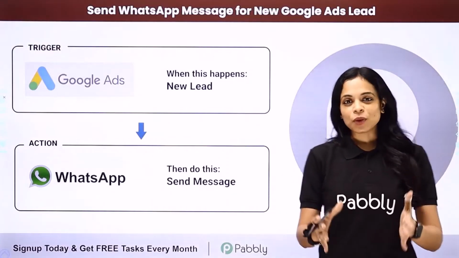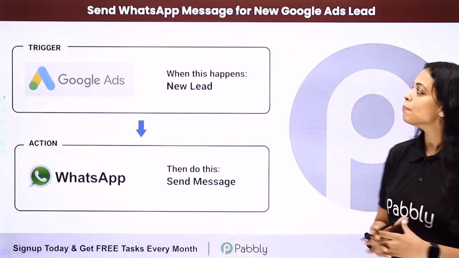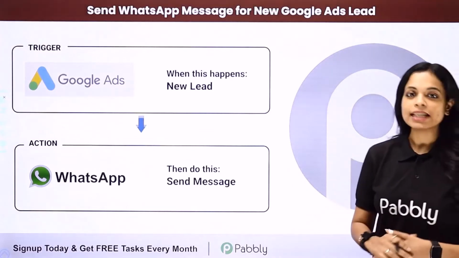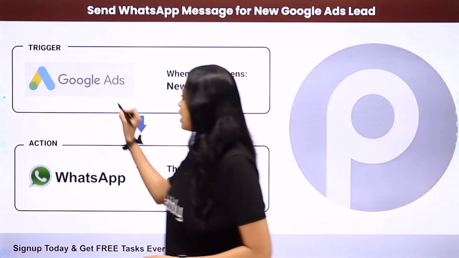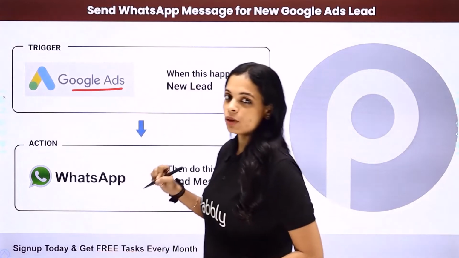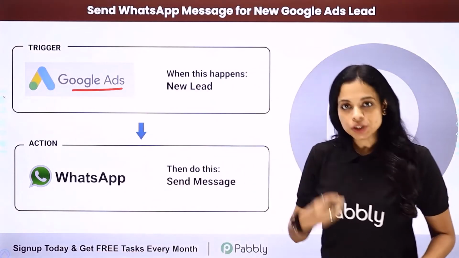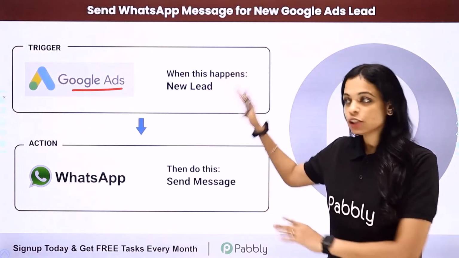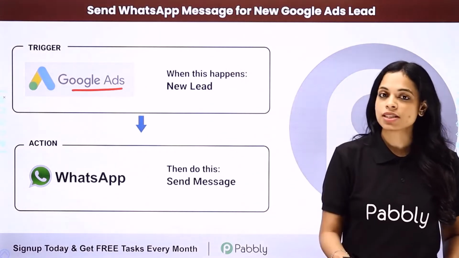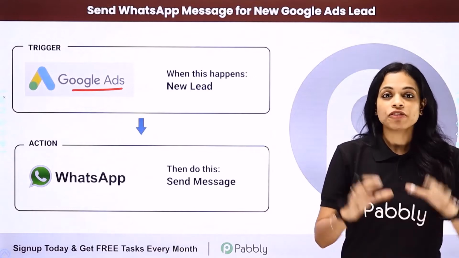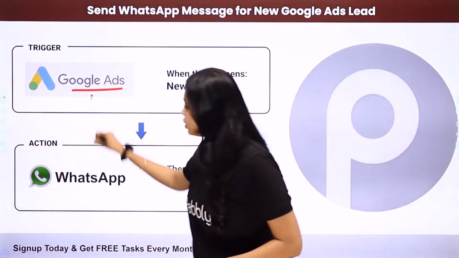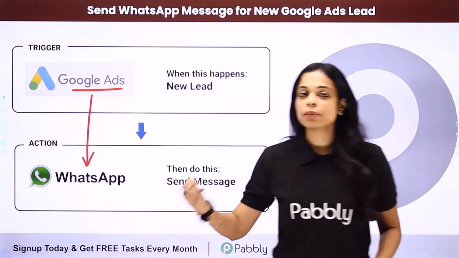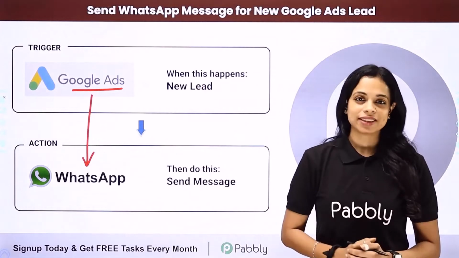In this video, we are going to see how to send WhatsApp messages for new Google Ads leads. So let's say that you're using Google Ads as an online advertising platform where every time you receive a new lead, you want the information about this new lead to be shared with your team on WhatsApp. Now, how can you do that? For this, you will have to set up some integration between Google Ads and WhatsApp, and the same thing can be done using Pabbly Connect software.